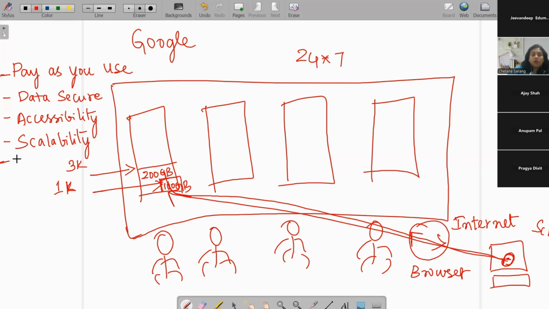And the most important thing is cost. So all these are the advantages. So when we teach students like this, they will not forget it for their lifetime. So pay as you use.